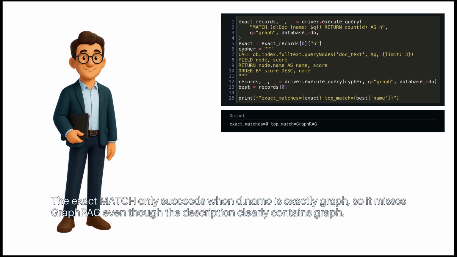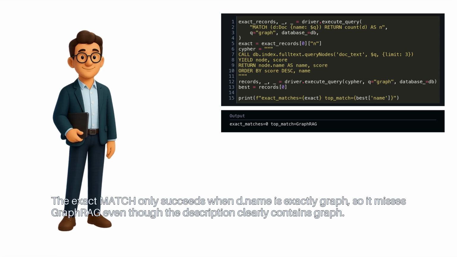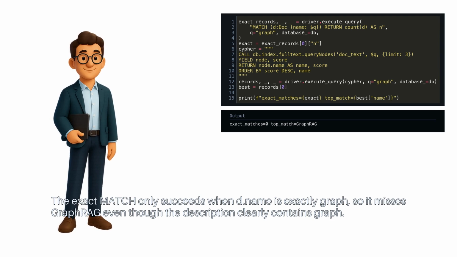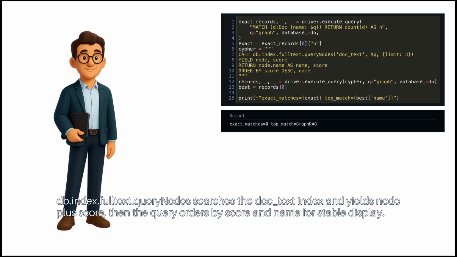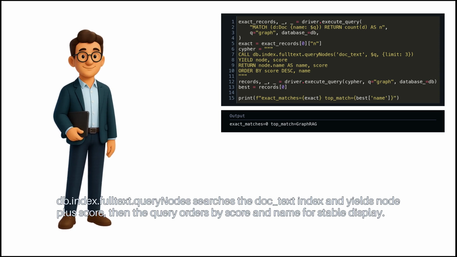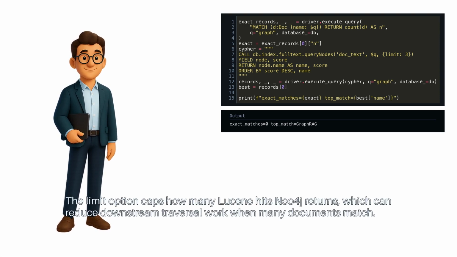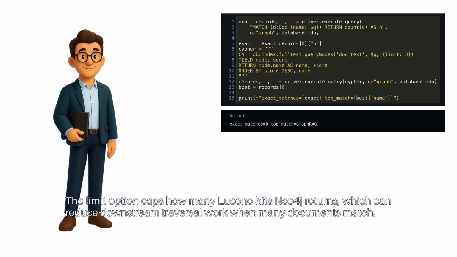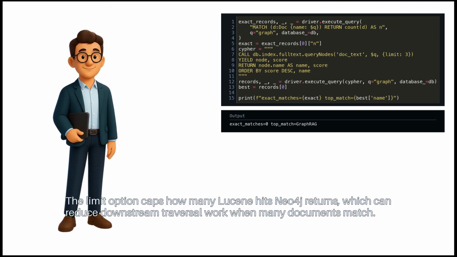The exact match only succeeds when d.name is exactly graph, so it misses graphrag, even though the description clearly contains graph. db.index.fulltext.queryNodes searches the docText index and yields node plus score. Then the query orders by score and name for stable display. The limit option caps how many Lucene hits Neo4j returns, which can reduce downstream traversal work when many documents match.